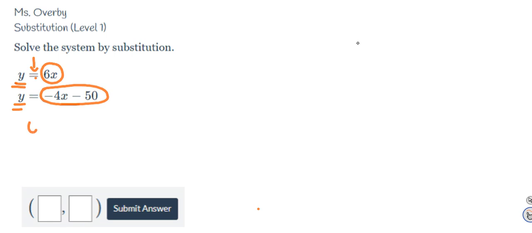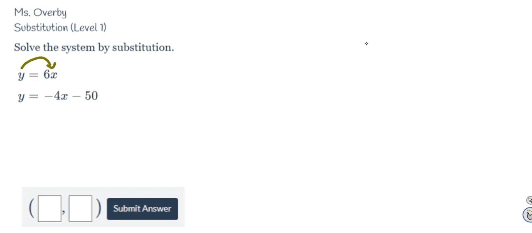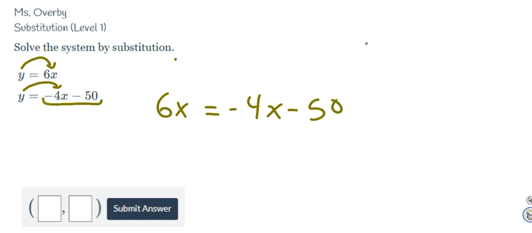We want to say, hey, when does y equal y? We can't solve that, because if we subtract the y, we're not going to get anything. So instead, let me get rid of all that orange. Instead of saying y equals y, we're going to say, if this y equals 6x, then I'm going to put 6x equals, if this y equals negative 4x minus 50. This is a way of saying y equals y. When does y equal y? But instead of y equals y, which we can't solve, we can actually solve this.